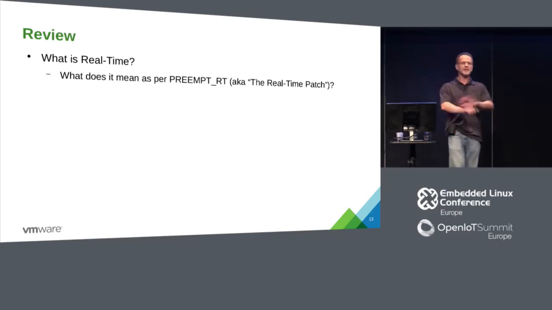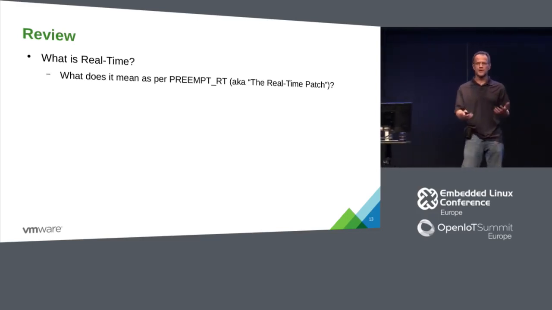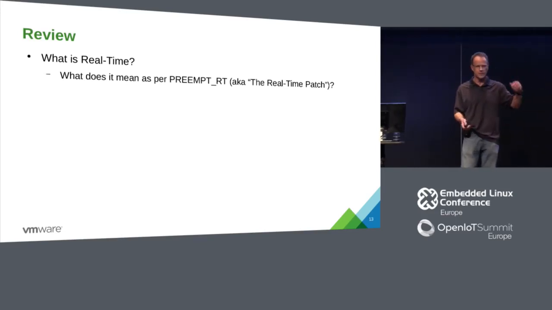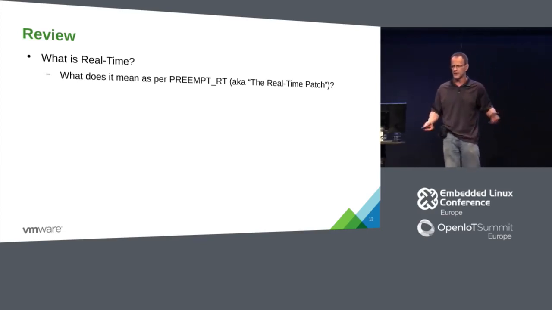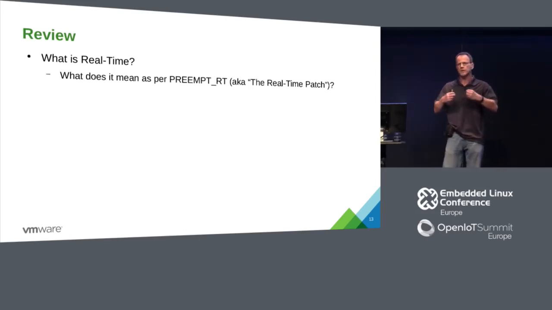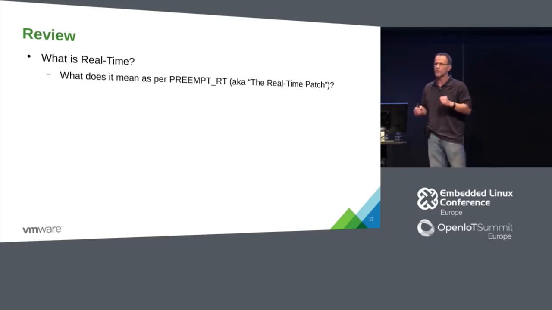But that's not what I care about. I hate the term real time because it has all these meanings. You have real time tracking when you get UPS or you go to Amazon and get your package, and you hear all this real time. But the question is, what does it mean to us, the preempt RT, AKA the real time patch?